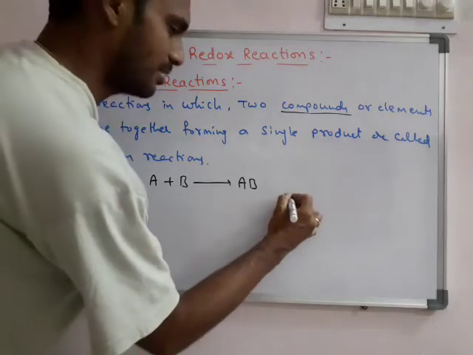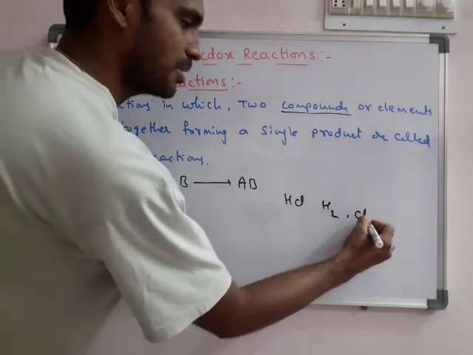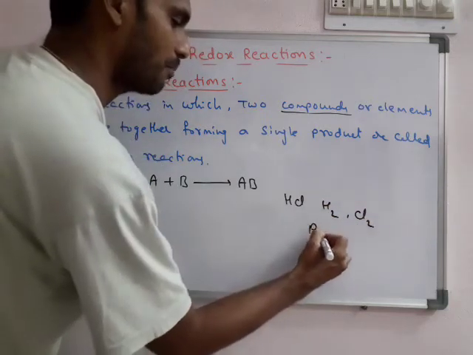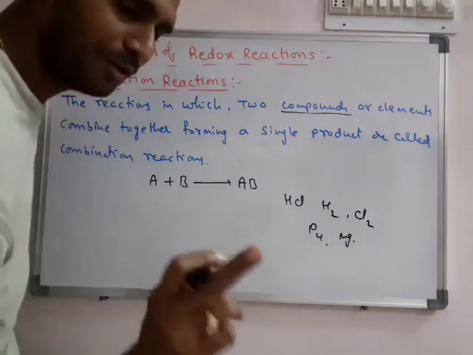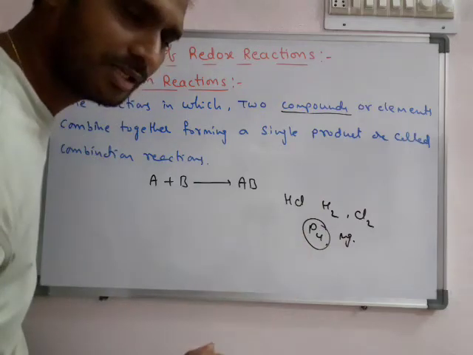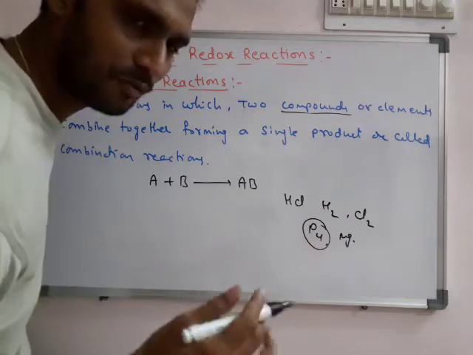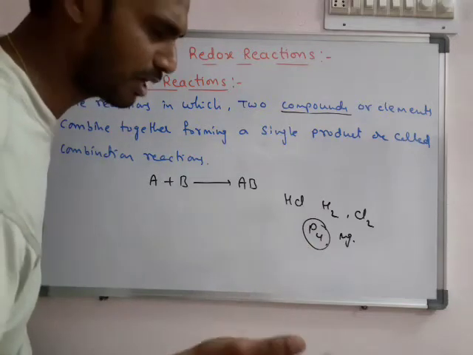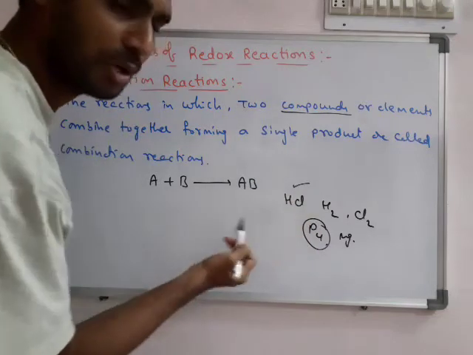For example, HCl is a molecular form. H2 is elemental form, Cl2 elemental form, P4 elemental form, magnesium elemental form. Only one type of atoms. How many atoms it is, is not the case, just the same type of atoms should be there, one or more. If different types of atoms are there, that becomes compounds or molecules.